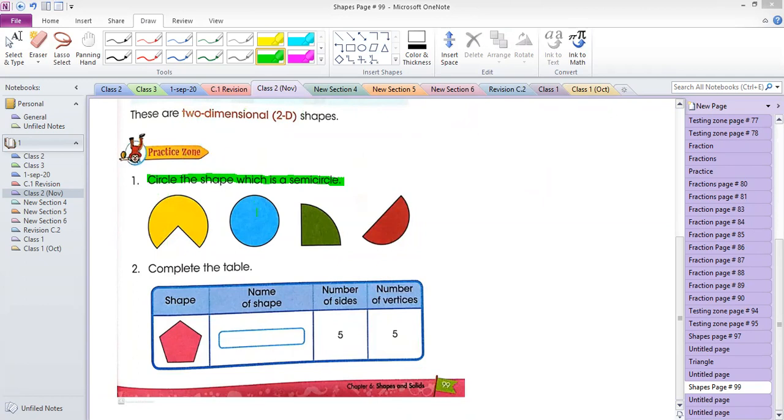Come to this one, the blue one. Is it a semicircle shape? Guys, tell me, is it a semicircle shape? Can you identify which shape that is?